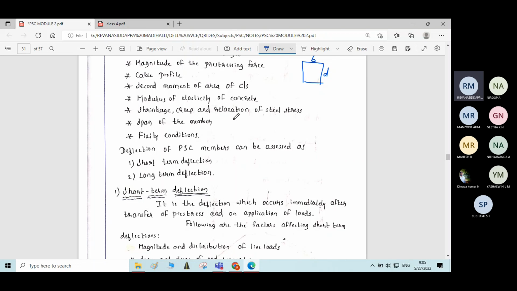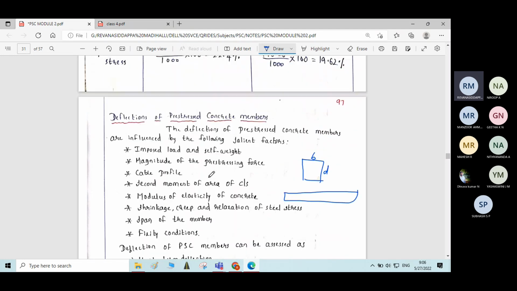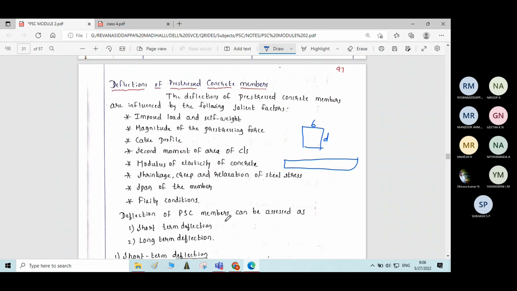Depending upon all these factors, the deflection of the beam will vary. Then the span of the member: if the member is very slender, meaning the span is very high, then it will result in higher deflection. Then the fixity condition, whether the ends of the beam are fixed or simply supported. You can see that for a simply supported beam, the deflection is higher. So these are all the factors which influence the deflection of the pre-stressed concrete member.